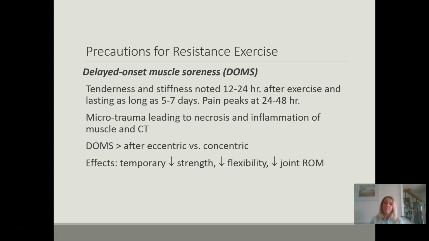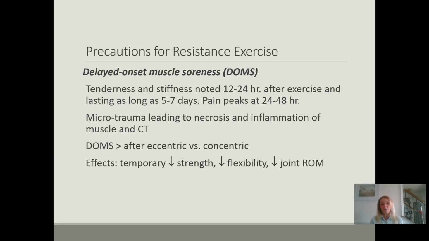This is actually micro trauma that leads to necrosis and inflammation of the muscle and the surrounding connective tissue. There is a higher chance of experiencing DOMS after doing eccentric training versus concentric training. And you'll see decrease in strength, flexibility, joint range of motion. The person is stiff and sore for a couple of days.